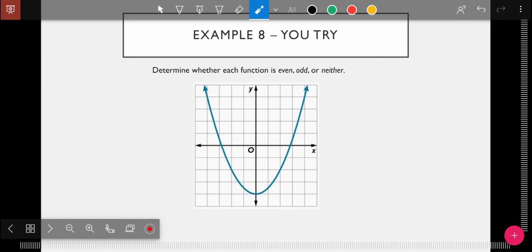All right, hopefully you were successful. Hopefully you identified this as an even function. It's got line symmetry. 1 change direction means it's degree 2. And then the end behavior both go the same direction.